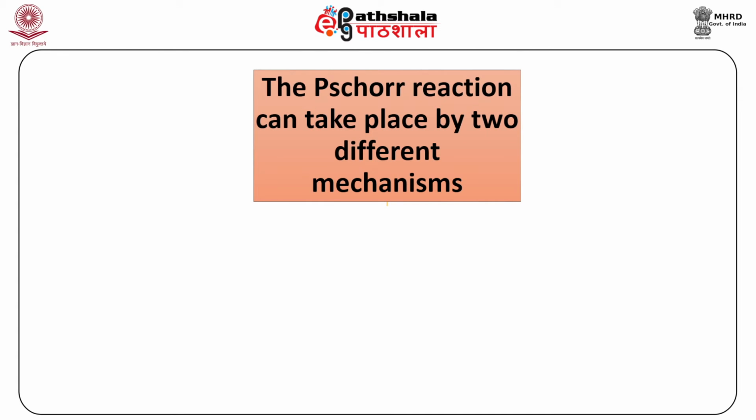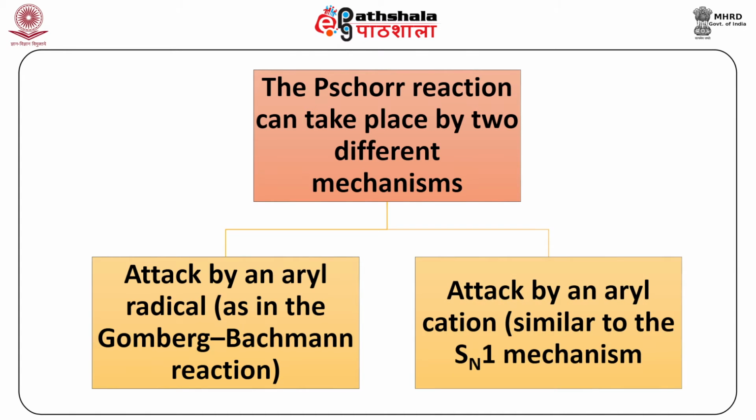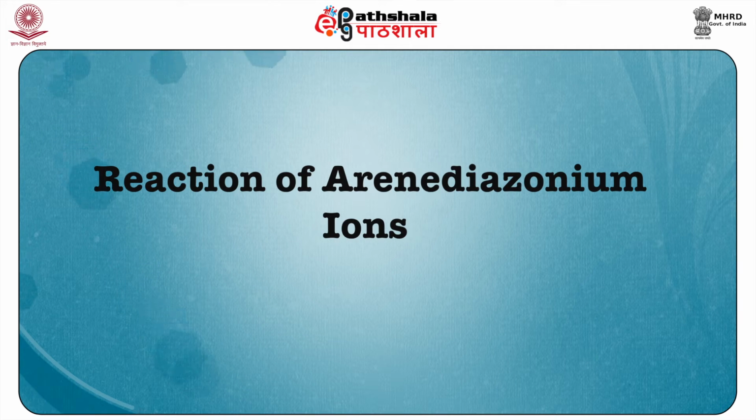The Pschorr reaction can take place by two different mechanisms depending upon the conditions. First, attack by an aryl radical as in the Gomberg-Bachmann reaction, or second, attack by an aryl cation similar to the SN1 mechanism. Under certain conditions, the ordinary Gomberg-Bachmann reaction can also involve the attack by aryl cations. Reactions of arene diazonium ions.